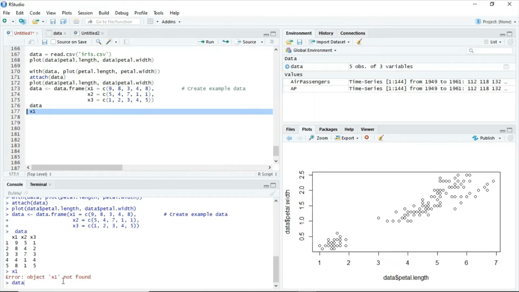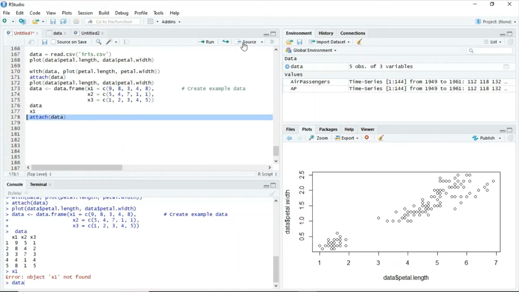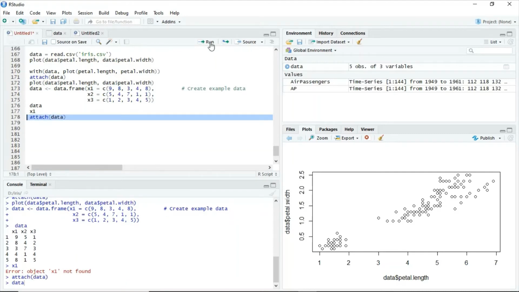See, it is an error. So without the attach function, if you want to use any of the variables x1, x2 or x3, then there will be an error. So what is the remedy? I can use the attach function over here. The syntax of the attach function is attach and then the variable name. So I'm using the attach function over here.